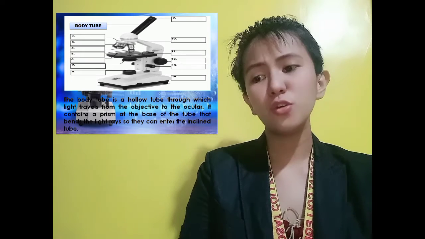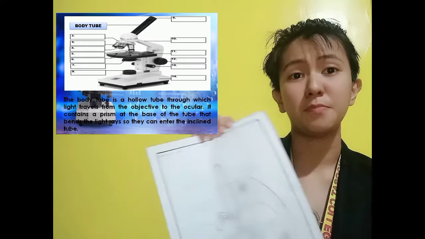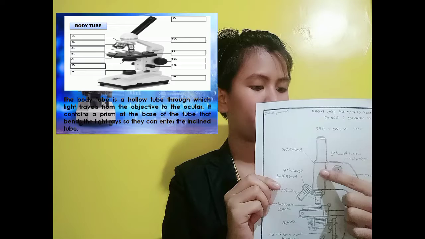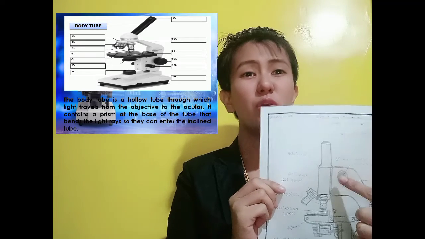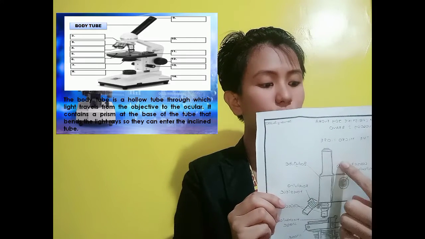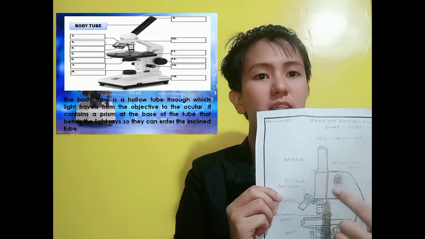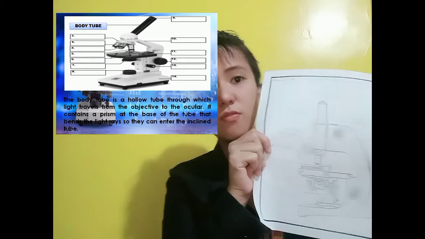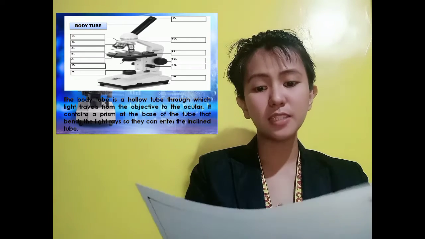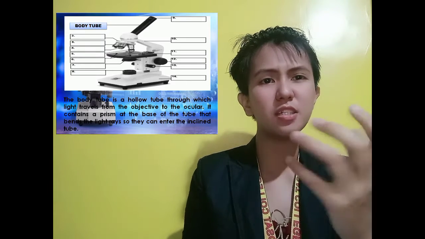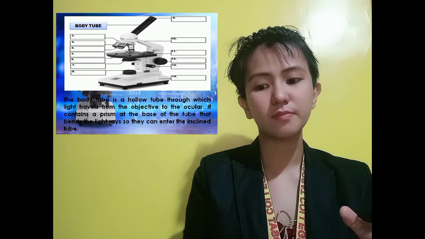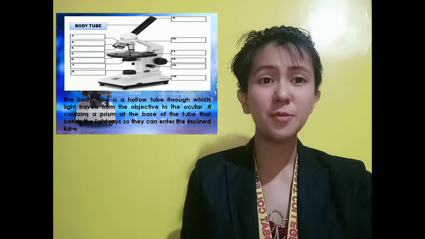So, the body tube, for example, this is the body tube. This is the inclined one, and it comes with the eyepiece. These are the parts of a microscope. The body tube is the main part that you hold, and it comes with the eyepiece.